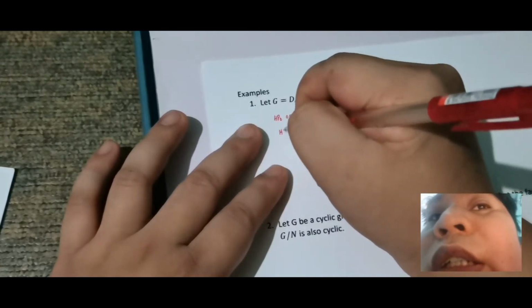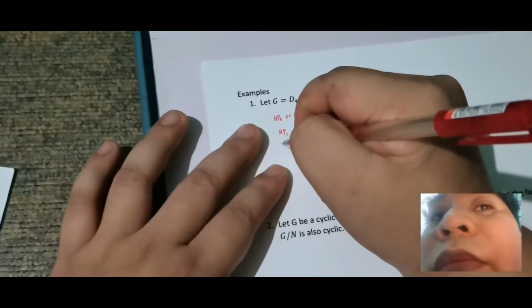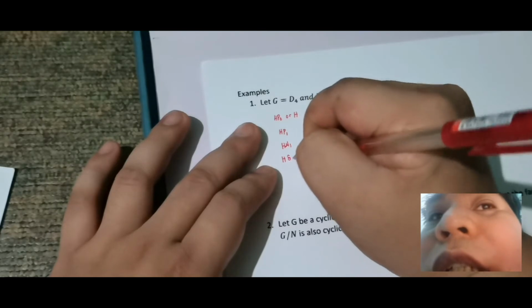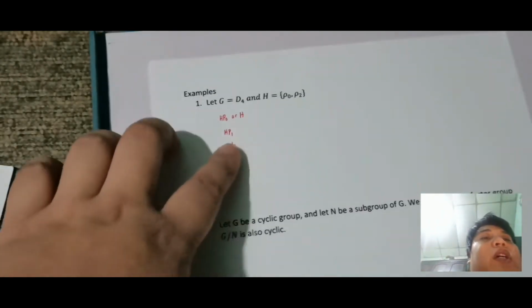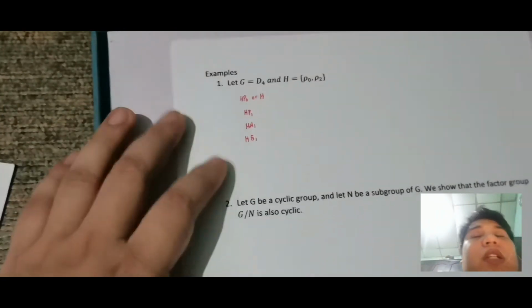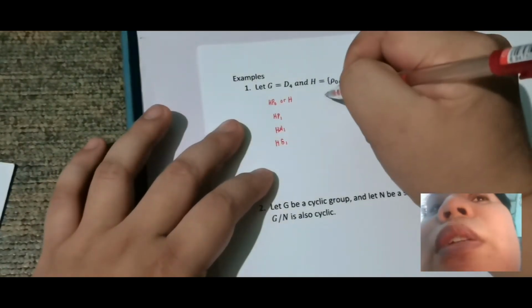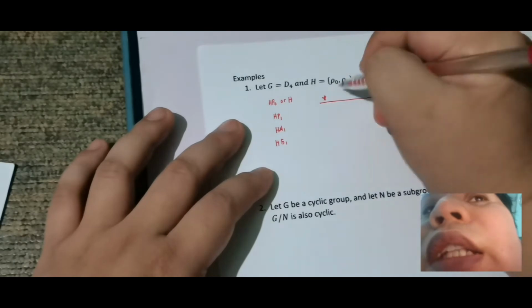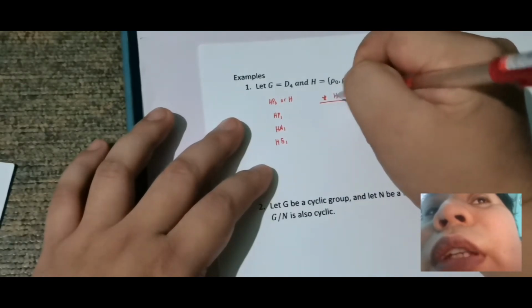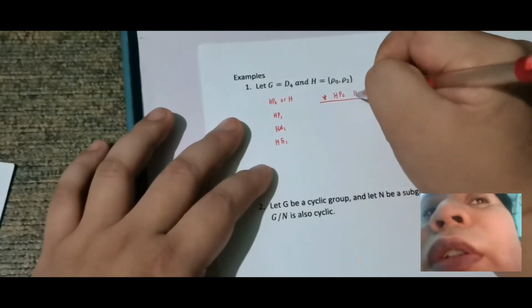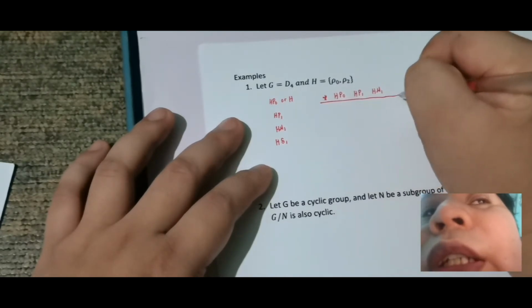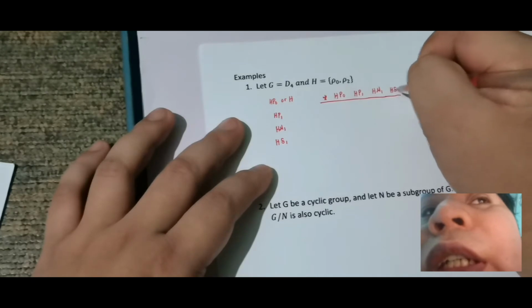Next is H rho 1, H mu 1, and H sigma 1. Again, I can use H, although it is more useful to use this. So we have the multiplication of cosets. Let us rewrite it here. So we have H rho 0, H rho 1, H mu 1, and then lastly, H sigma 1.